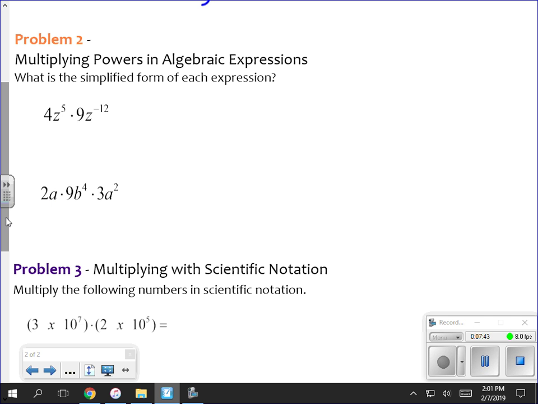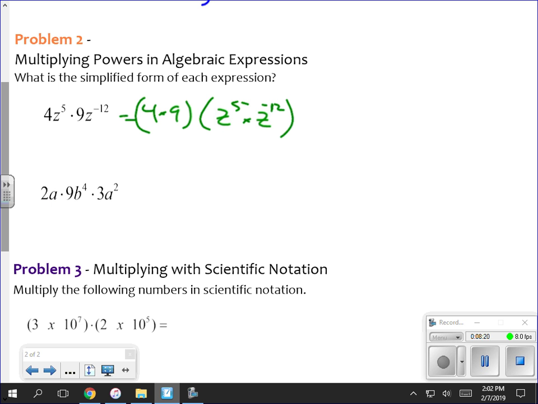You don't have to do this, but to help you understand how this works, remember, multiplication order doesn't matter, so I can rearrange things that are being multiplied into any order I want. I have 2 times 3 and 3 times 2. Doesn't matter which one comes first. This is all multiplication. I can do it in any order I want. So I can rearrange this to have it be 4 times 9 times z to the 5th times z to the -12. And think about it that way.